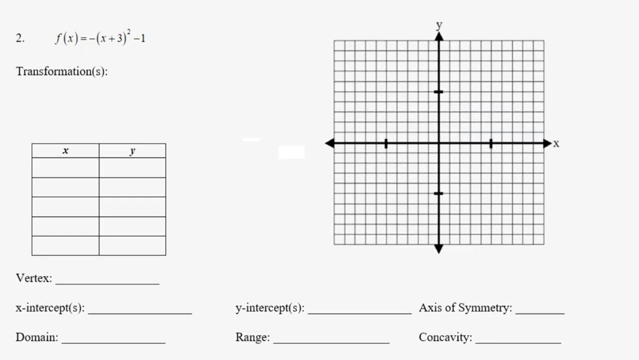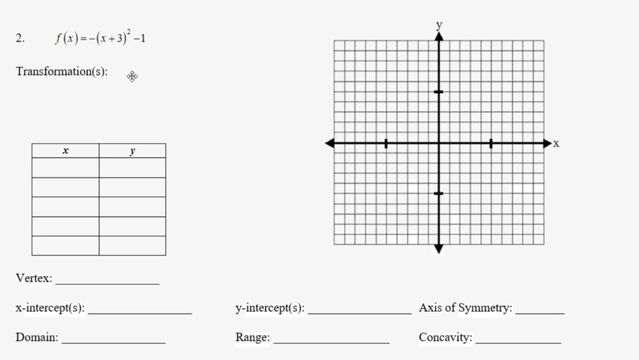Now, if we look at number 2, again, it's already written into vertex form. We want to think about the transformations going on to help with the graph. Based on those transformations, we're going to be able to tell the vertex, axis of symmetry, we might even be able to tell concavity. It just depends on what we see. And again, it's always compared to x squared.